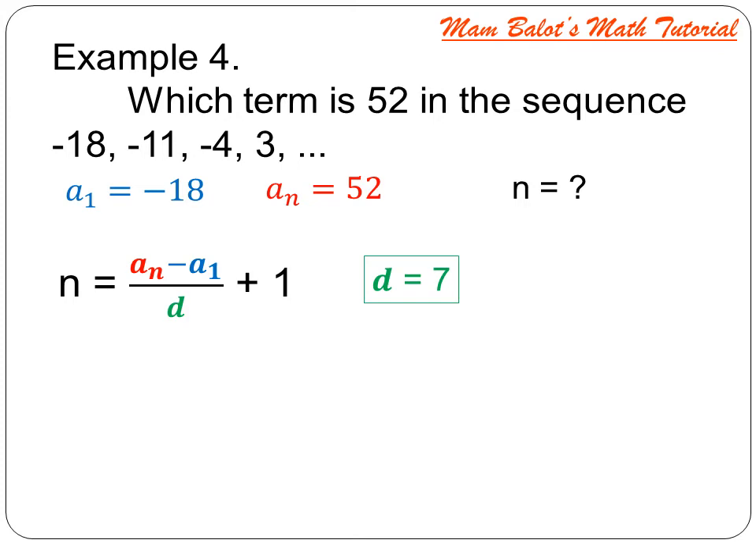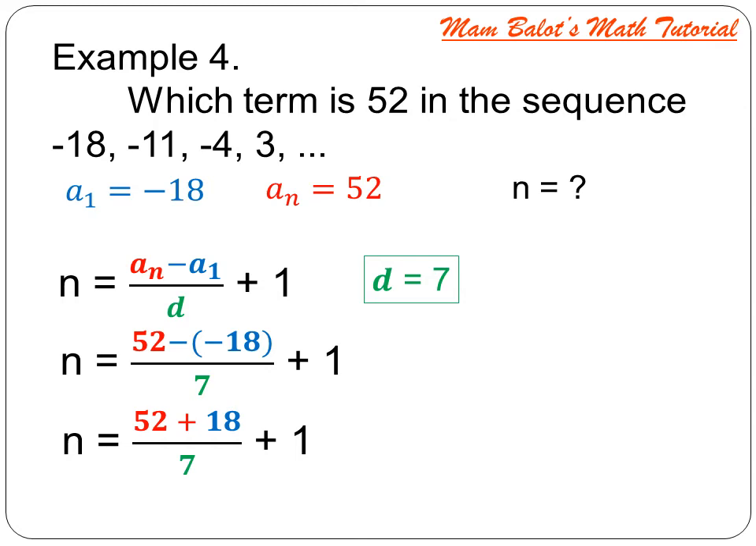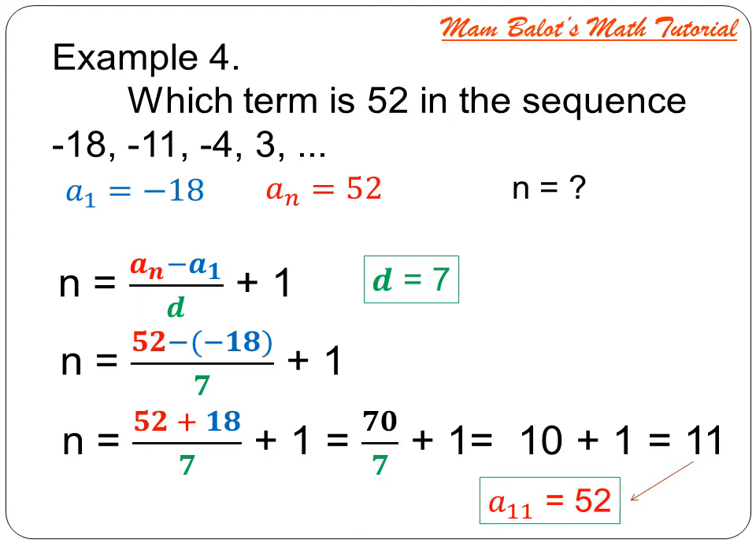So, substituting all the variables, we have n is equal to 52 minus negative 18, which is 70, over 7, that is 10, and then 10 plus 1, so we have now 11. So, n is equal to 11, which means that 52 is the 11th term of that sequence.